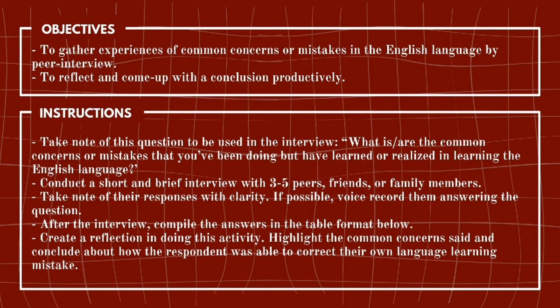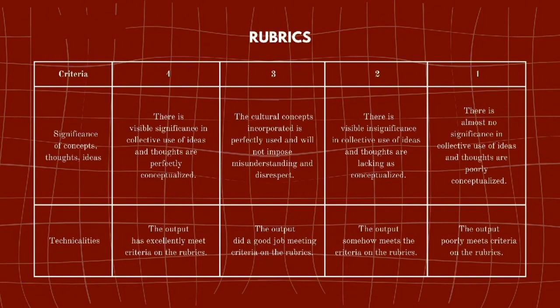The student is to ask respondents their share of mistakes in learning English. Additionally, both interviewer and interviewee will consider how the mistake or concern in learning was able to be overcome. The students will take note and compile the data gathered and will do a reflection as a conclusion of this activity. The rubrics is simply focused on how the concepts, thoughts, or ideas are presented significantly in the completion of this activity.